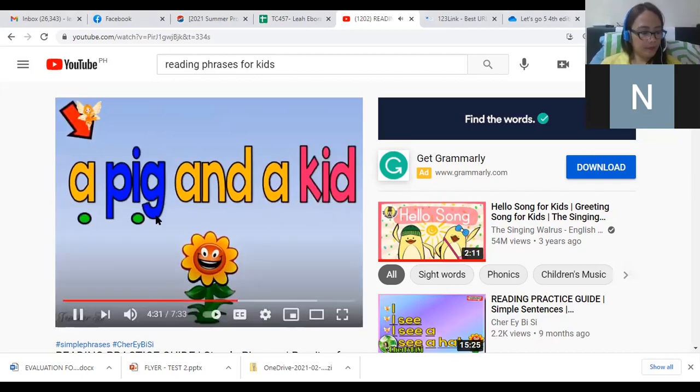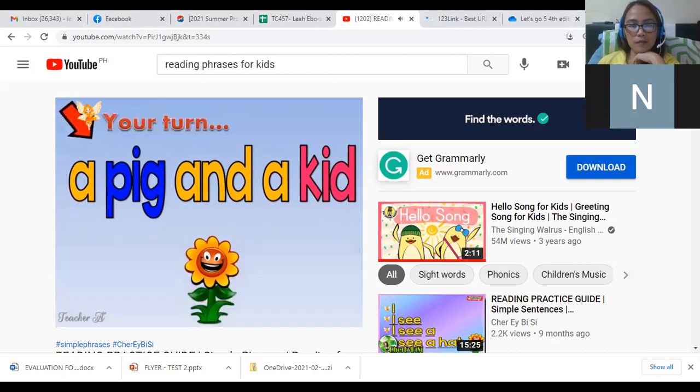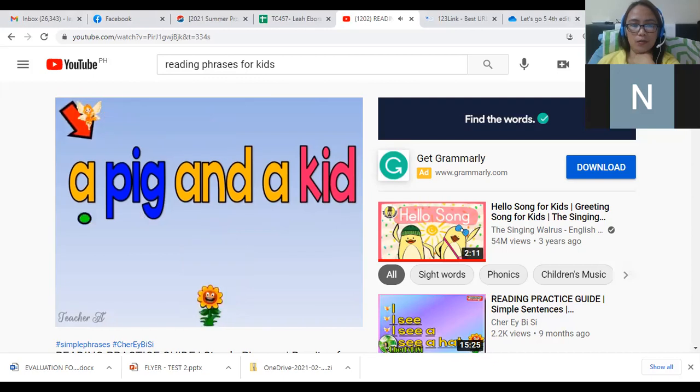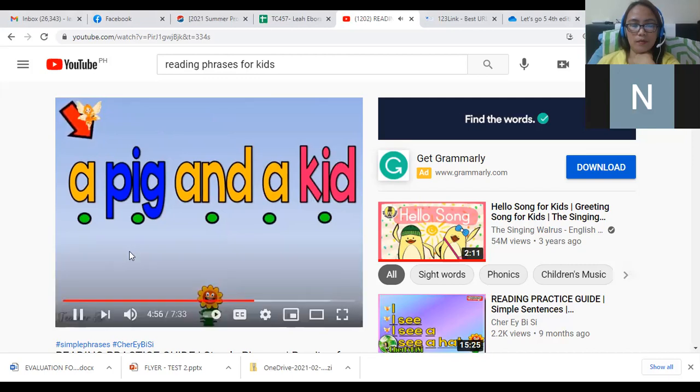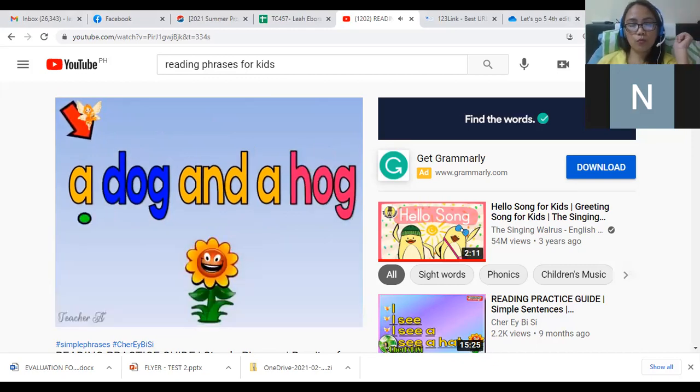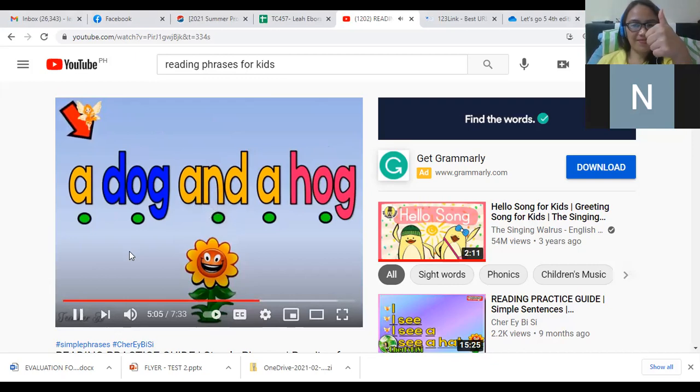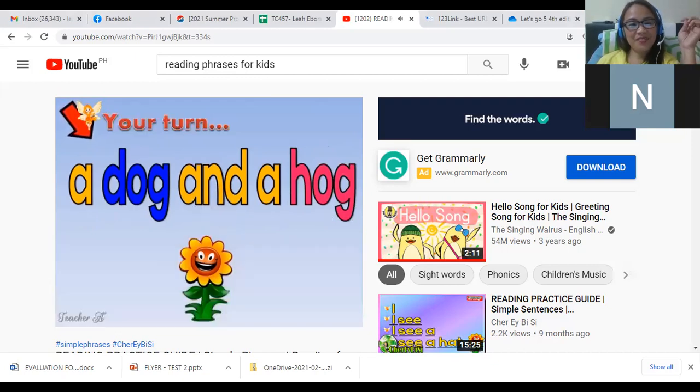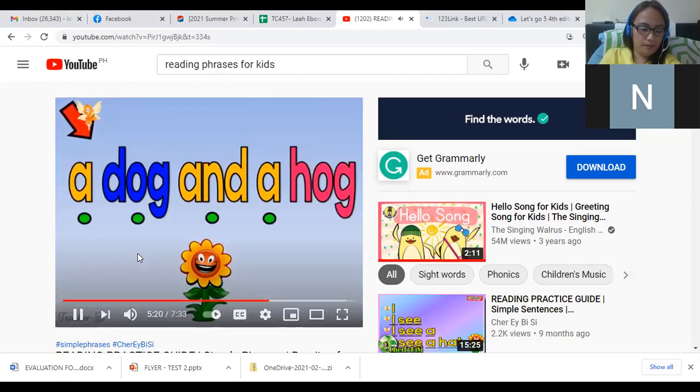A pig and a kid. Yes. Your turn. A pig and a kid. A dog and a hog. Your turn. A dog and a hog.